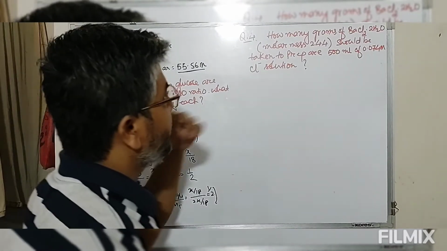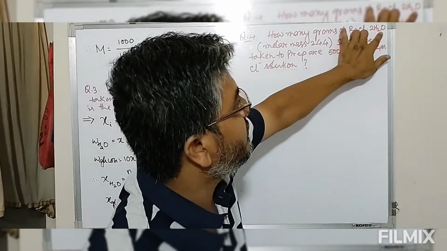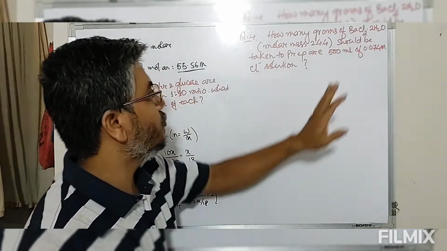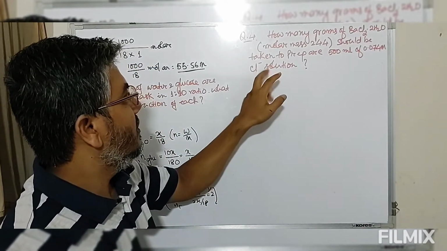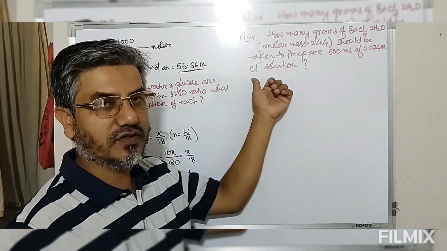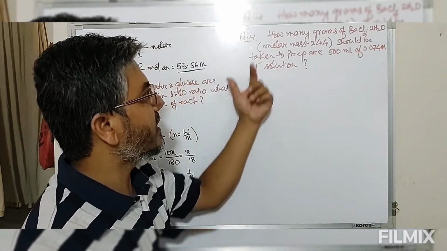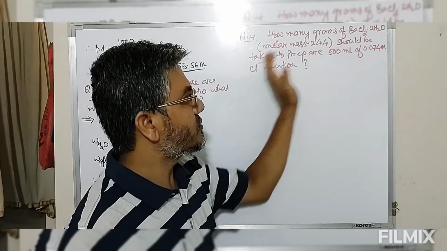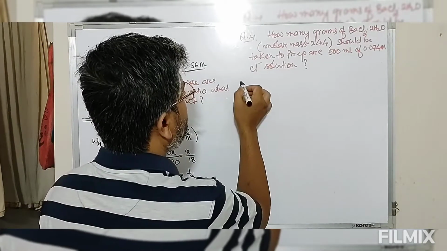Now look at the next part of the problem. How many grams of barium chloride with 2 water molecules of crystallization, whose molar mass is given as 244, should be taken to prepare 500 ml of 0.04 molar solution of Cl minus? So the concentration of solution is expressed in terms of the concentration of Cl minus. Now we have to find the grams of barium chloride to be taken to prepare this concentration of Cl minus in 500 ml.